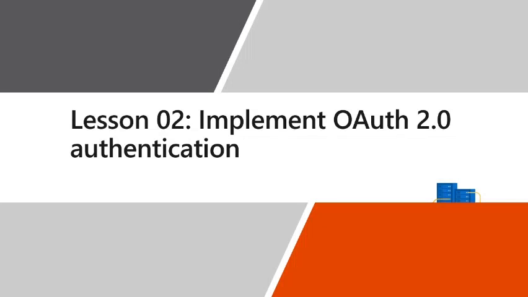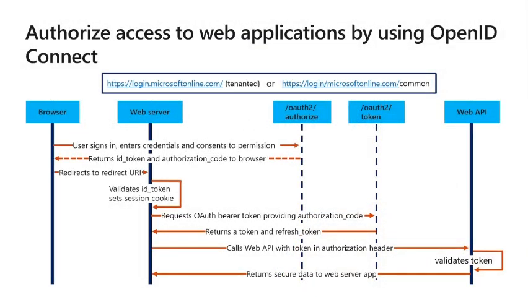Implement OAuth 2.0 authentication. In this lesson, we will cover authorizing access to web applications by OAuth 2.0 and OpenID Connect, authorizing access to Azure AD web applications by using the OAuth 2.0 code grant flow, and service to service calls by using client credentials. Authorize access to web applications by using OpenID Connect.